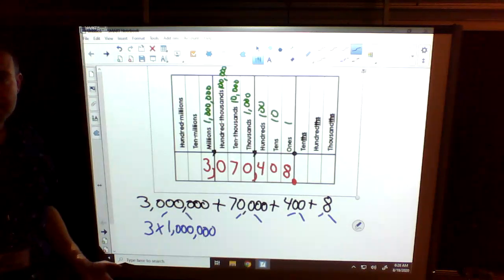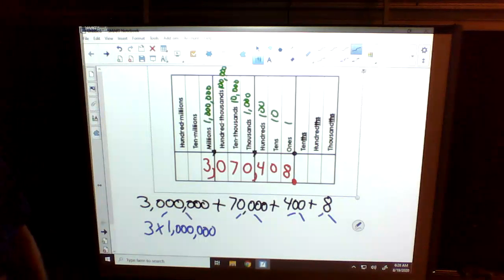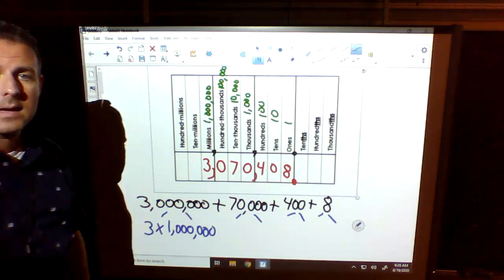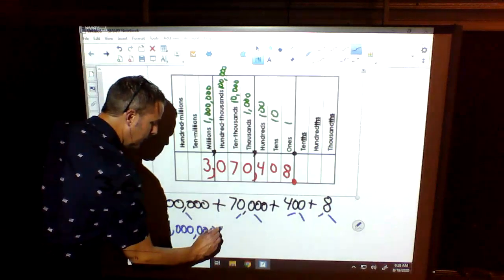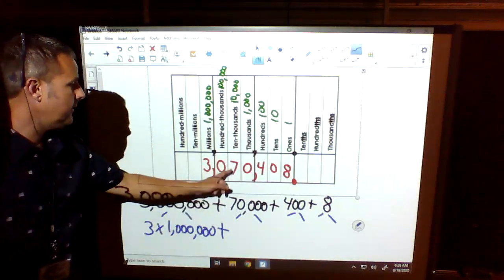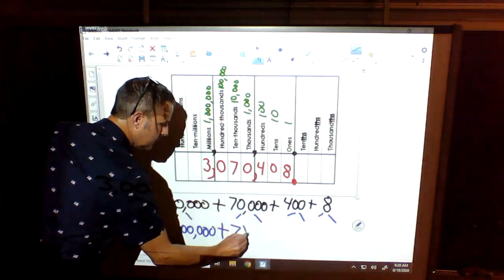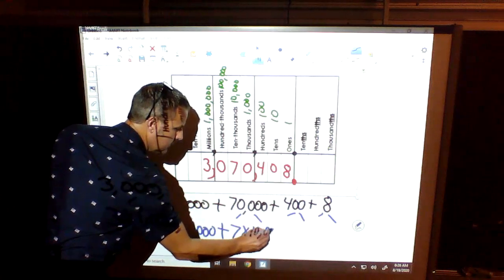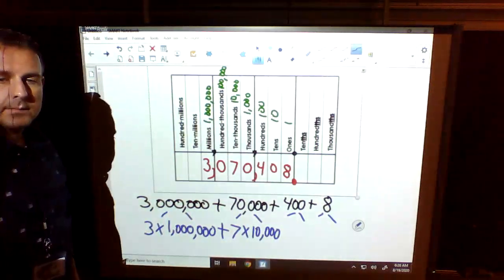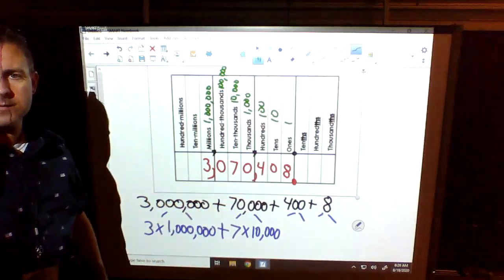That's the same as 3 million. If we multiplied it out, it's 3 million. But another way you can write it in expanded form, or see it in expanded form, is 3 times a million. So then we're going to put our plus sign. What's our next digit? It's the 7. The 7 is in which column? The 10,000s. So we're going to add 7 times 10,000. Well, what is 7 times 10,000? It's 70,000. It's the same thing. It's just written a different way.